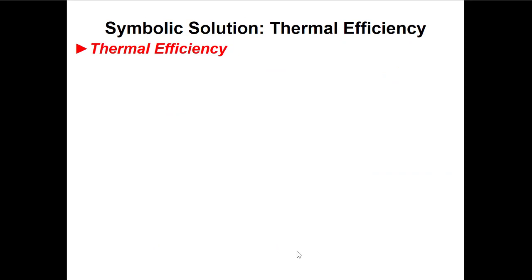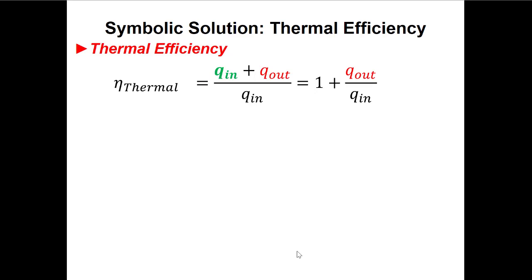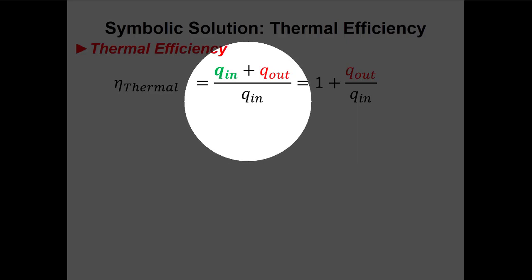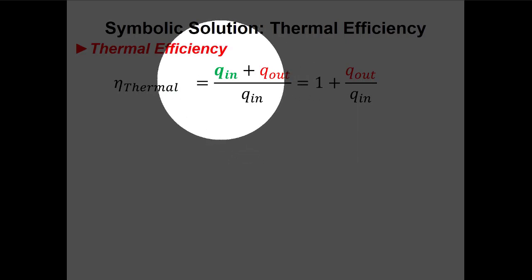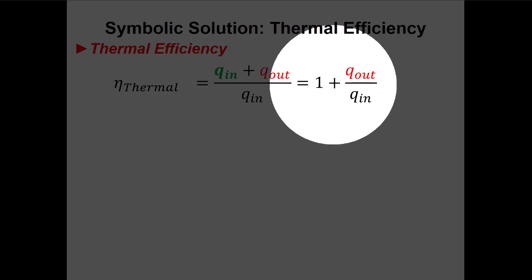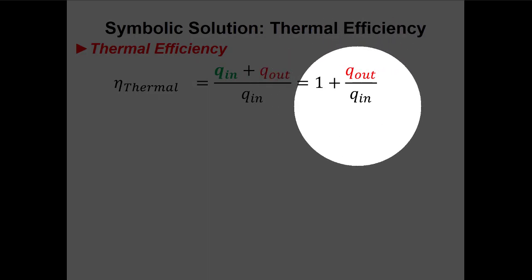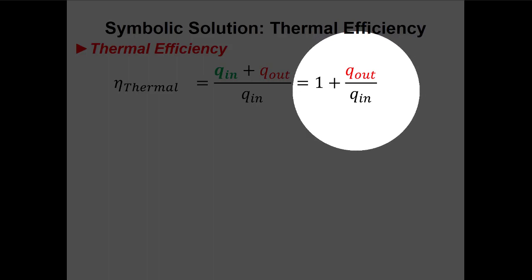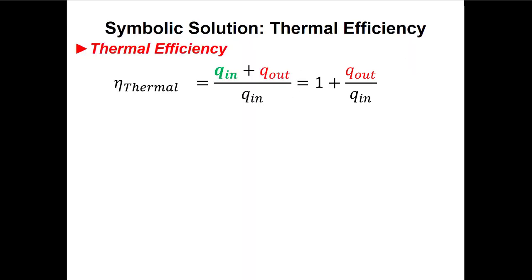Can I get a symbolic solution for the thermal efficiency? So thermal efficiency, I know, is either net work or net heat divided by Q in. To make my life a little bit easier, and because I've already found Q in, I've used this version of the thermal efficiency equation where I take Q in plus Q out divided by Q in. I can simplify this because Q in is in the numerator and the denominator. So this is 1 plus Q out divided by Q in. Now I recognize that Q out is negative, so my thermal efficiency is still going to be below 100% here.